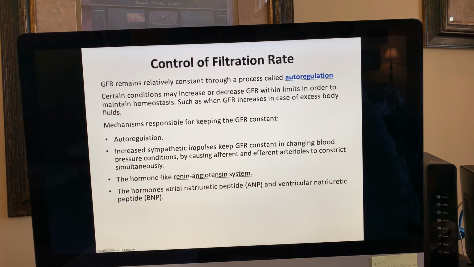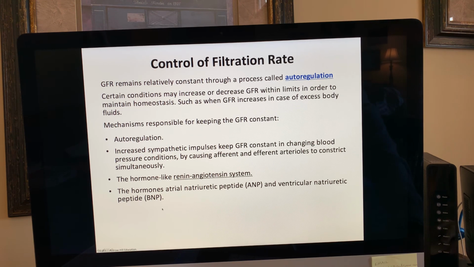In addition, the sympathetic nervous system helps to do this by also affecting both the afferent and efferent arterioles to maintain a stable and constant filtration rate of 125 milliliters per minute. Also, as we'll talk about in a few minutes, the hormone renin that is produced by the juxtaglomerular cells in response to low blood pressure also helps to increase glomerular filtration and maintain a stable filtration rate.